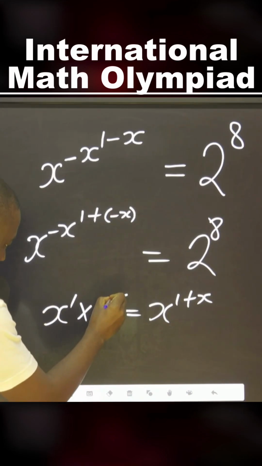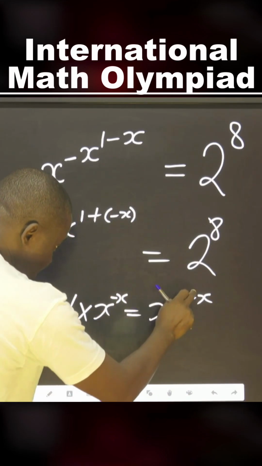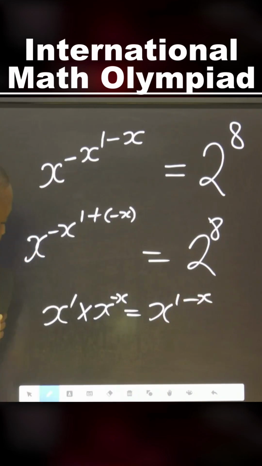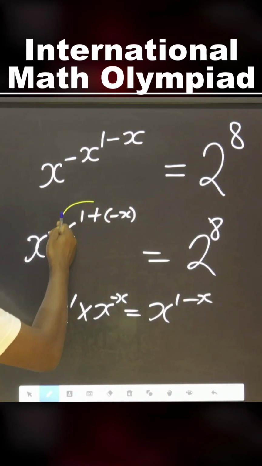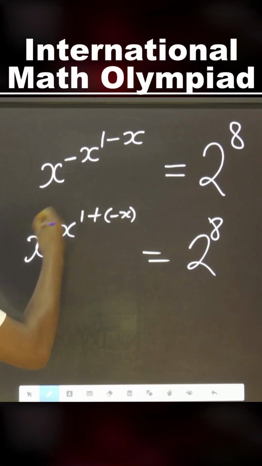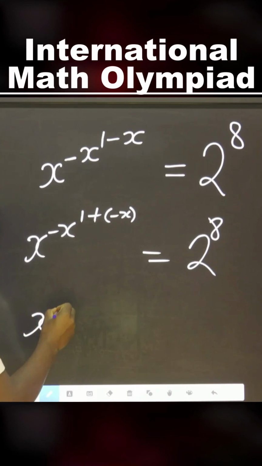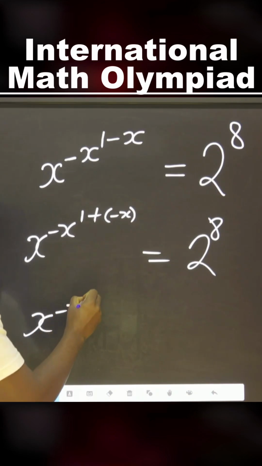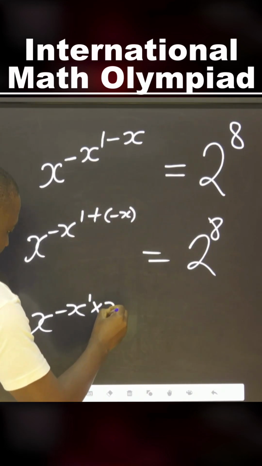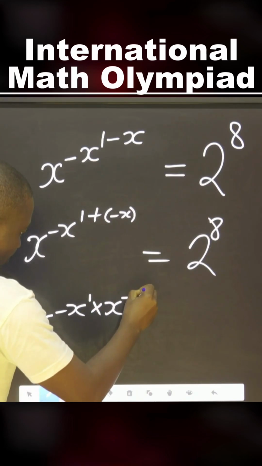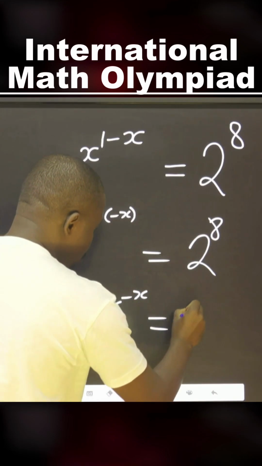So what if this was minus? Remove this, I put minus here. So that's what we are going to do to these guys, okay? That is to say, x raised to power minus x, you put 1 here, multiply by x, equal to 2 raised to power 8.